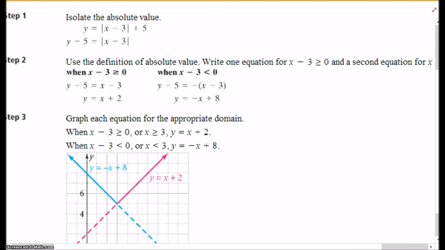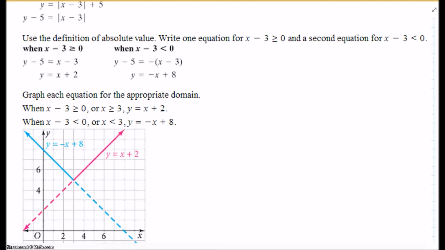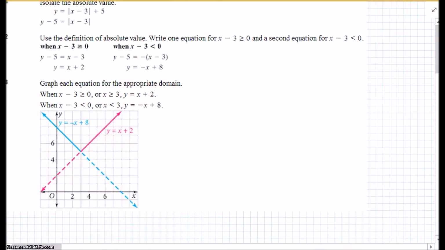Okay, use the definition of absolute value. Write one equation for when x minus 3 is greater than 0, and one equation for when x minus 3 is less than 0, like we did before. So when x minus 3 is greater than 0, we get y minus 5 is equal to x minus 3. When x minus 3 is less than 0, we get y minus 5 is equal to negative times x minus 3. So there's a positive solution set and a negative solution set.